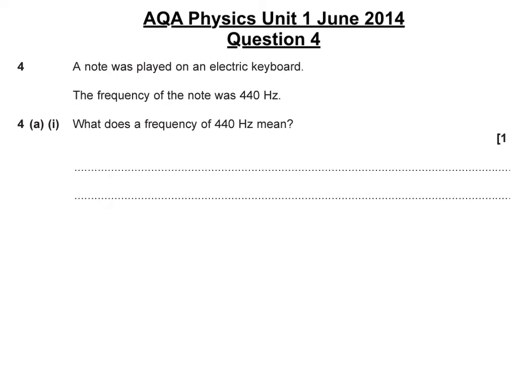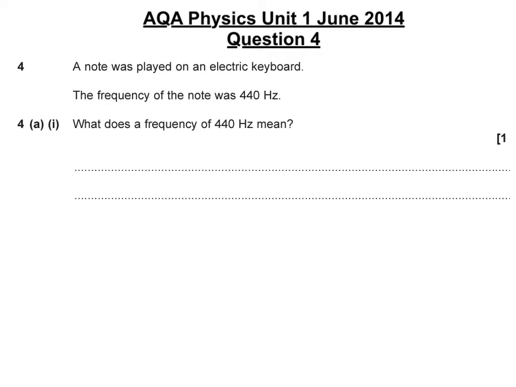This is question 4 of the AQA Physics Unit 1 June 2014 paper. This question says a note was played on an electric keyboard. The frequency of the note was 440 Hz. You are then asked, what does the frequency of 440 Hz mean?